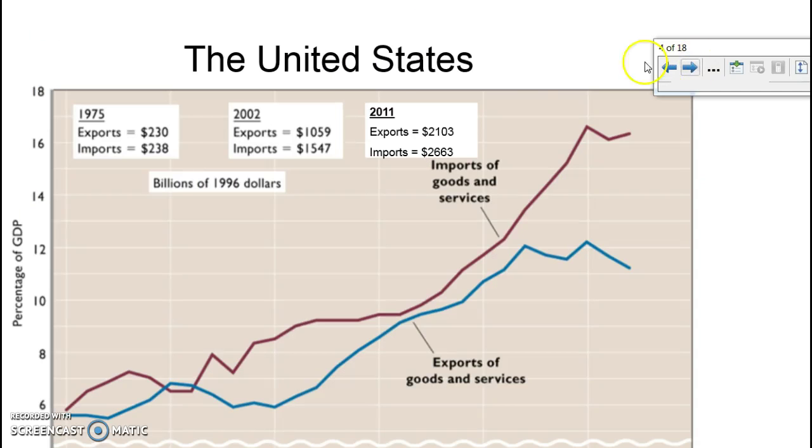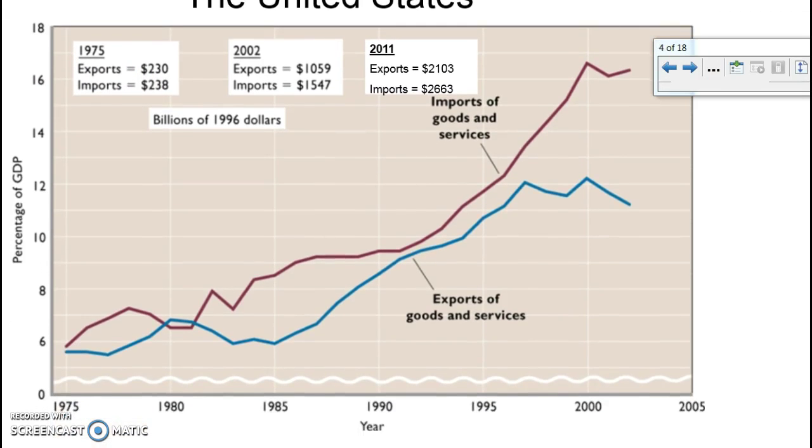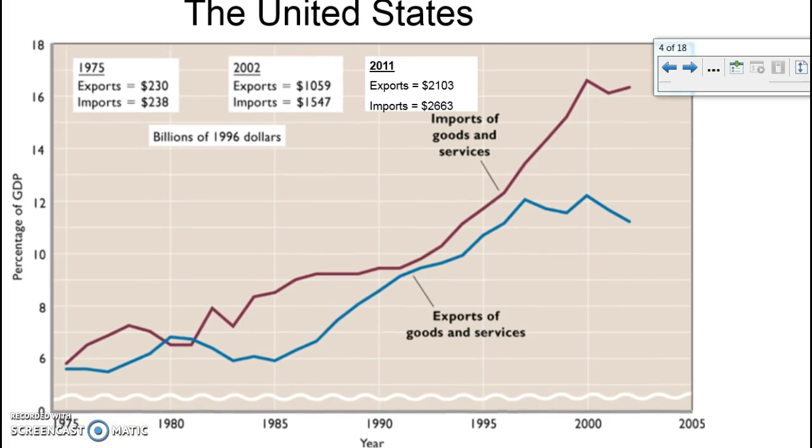This is the United States. This is comparing exports and imports, and you can see that both have definitely risen since 1975, but of course imports have risen much, much more dramatically than exports because we have a huge trade gap, and you can see that illustrated by the difference between those two lines, the trade deficit.